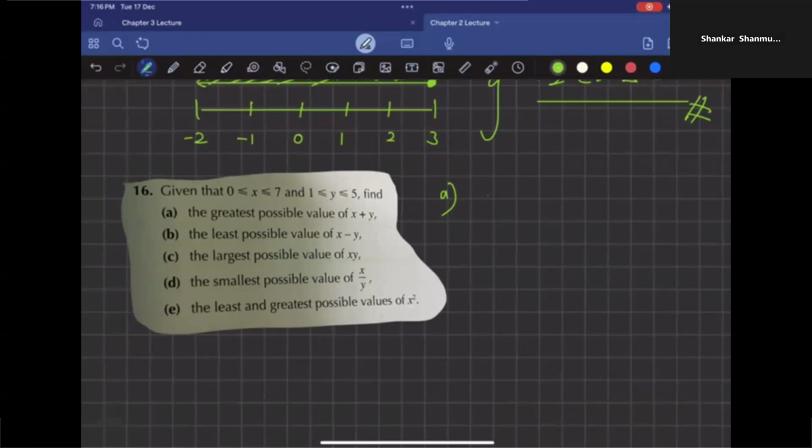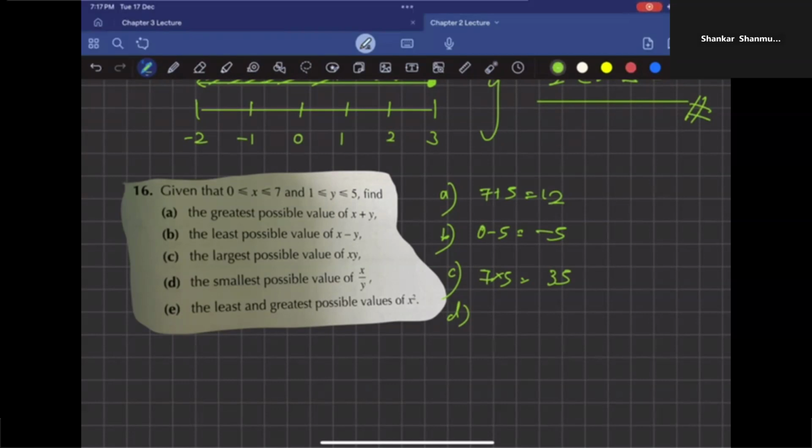So the greatest possible value would be 7 plus 5 equals 12. Then the least possible value of x minus y. For the least possible value, you've got to take the smallest value of x minus the biggest value of y, which equals minus 5. The largest possible value of xy. Again, take the largest numbers, you get 35. Smallest possible value of x over y.